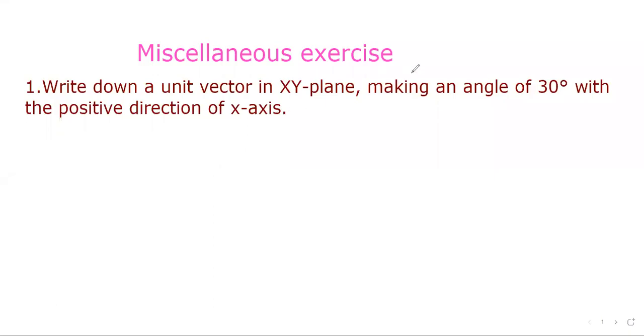Miscellaneous exercise on vectors. Question number 1. Write down a unit vector in xy plane, making an angle of 30 degree with the positive direction of x-axis.